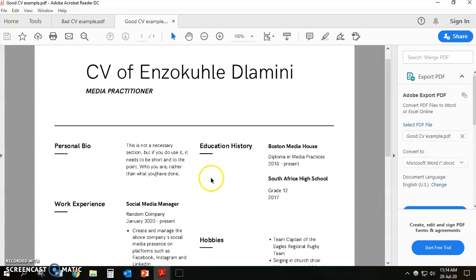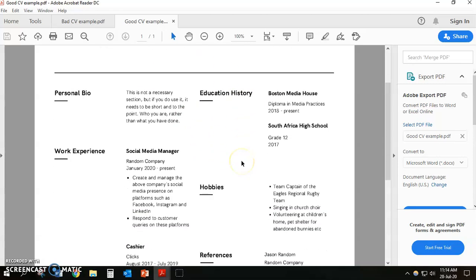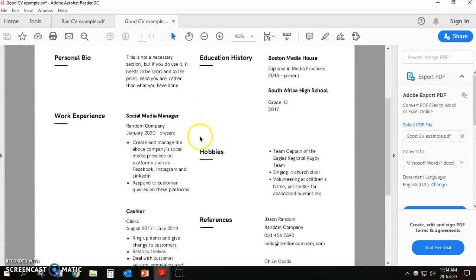So the thing I like about this CV, and it's obviously a fake CV, just created on the fly, is that your work experience and education history are front and center. It's the first thing that you see, and they're next to each other. So you don't decide which one you see first, you just see it right there. So I'm going to start with work experience.